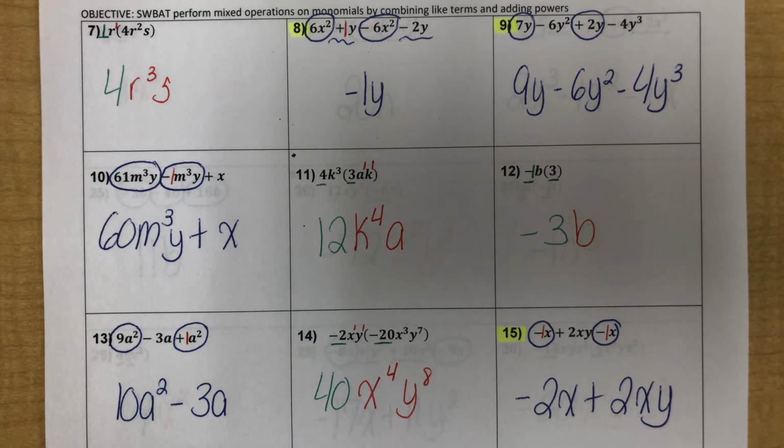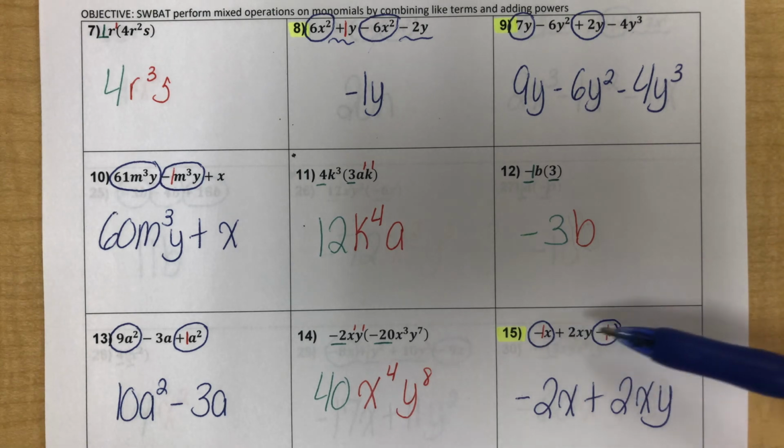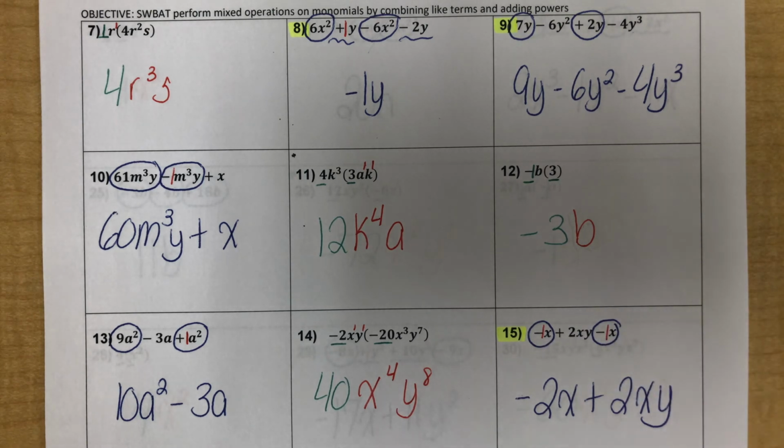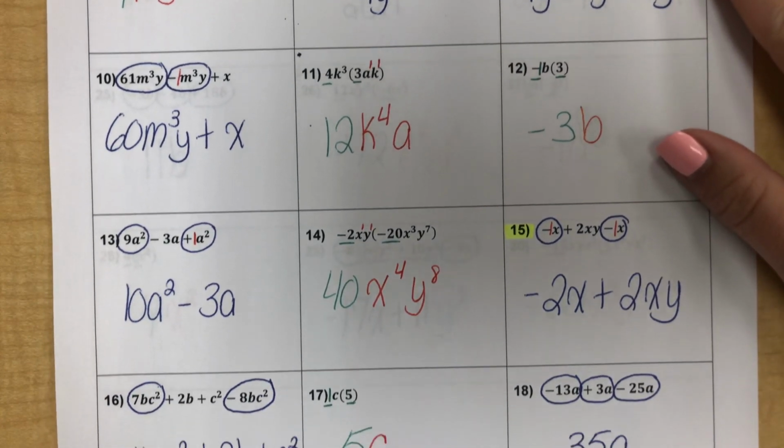And then number 15 might have been a little tricky just because there was no coefficient on the first and the third term, but it really is there. It's that invisible 1, so I would go ahead and just add that to your notes in case you missed that. Let me push this up a little bit.